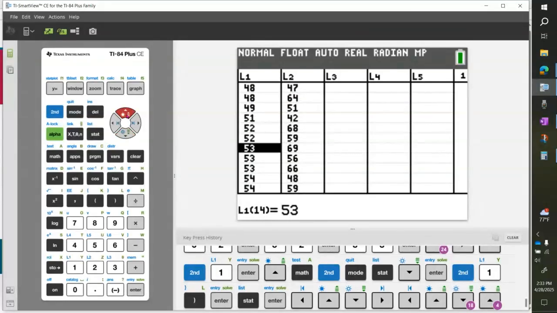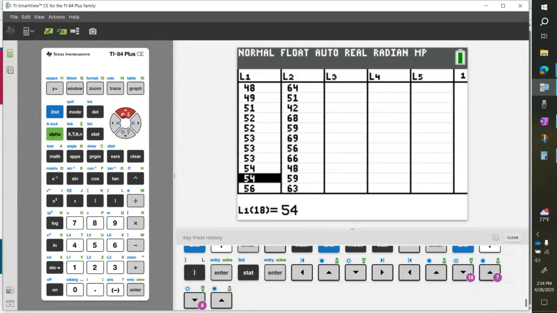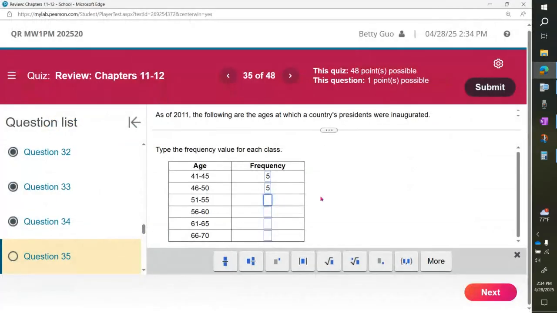Okay, between 51 to 55. So 1, 2, 3, 4, 5, 6, 7, 8. Ooh. Okay, 1, 2, 3, 4, 5, 6, 7, 8, 9. Oh, okay, just 8, just 8. Double check. 1, 2, 3, 4, 5, 6, 7, 8, right? Okay. 8 is between 51 and 55.